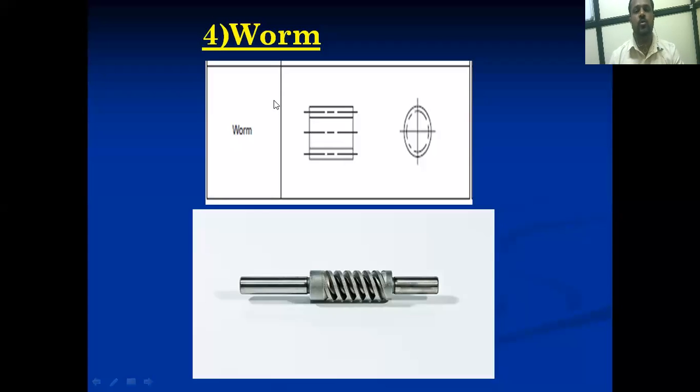Now this is the worm only. See, this is called the worm. This is the rod, and on that rod we have cut the teeth. And again we have to draw the conventional representation for that worm. This is the conventional representation for the worm. Here we are not showing the location for the shaft. So this is the conventional representation. Okay, understood?